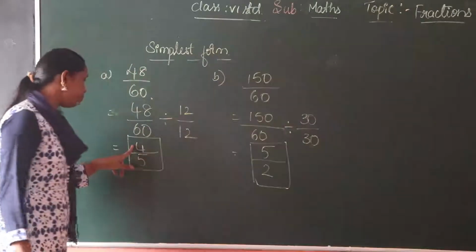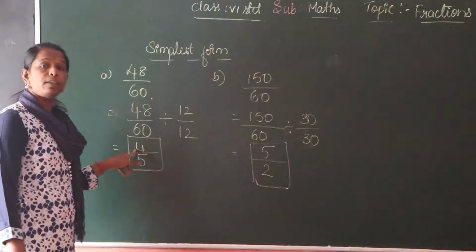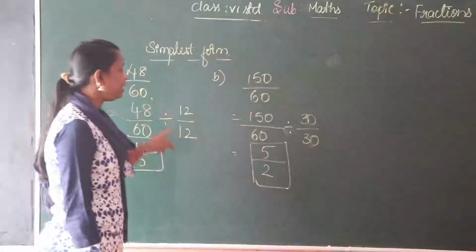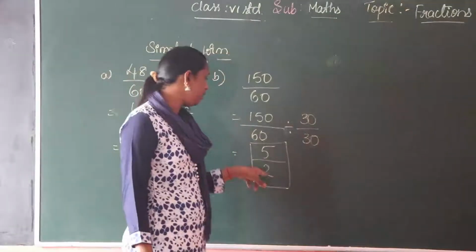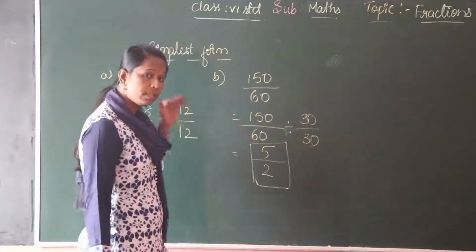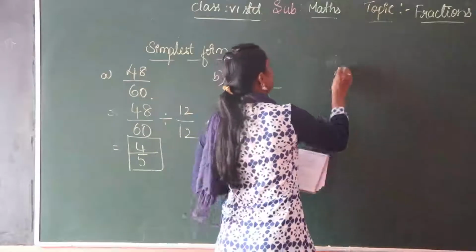Children, this 4 by 5 is a proper fraction. A proper fraction means the numerator is lesser than the denominator. Here the fraction is 5 by 2. It is an improper fraction. The numerator is greater than the denominator, which means the denominator is lesser. So that is called as what? Improper fraction.